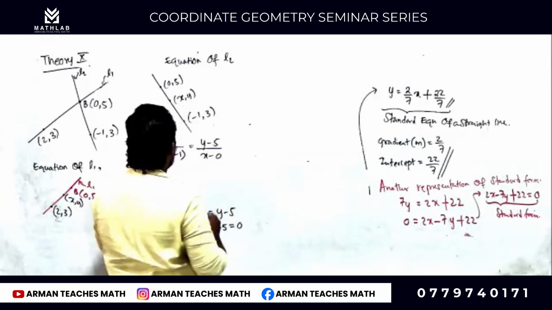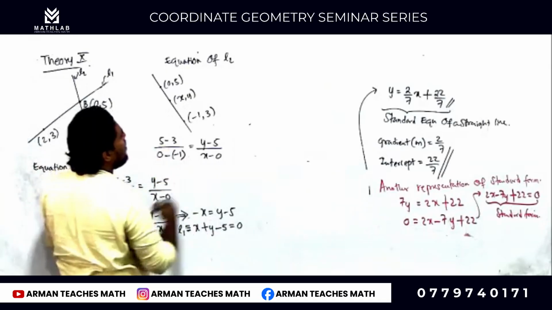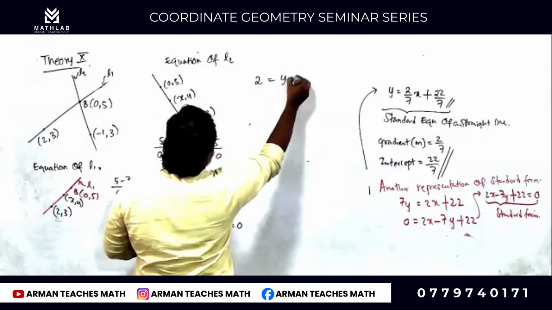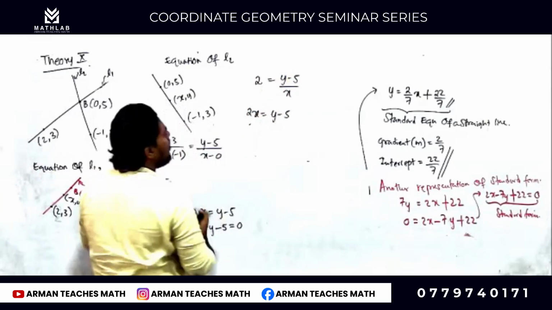5 minus 3 is 2. Minus into minus is plus. 0 plus 1 is equal to 1. 2 divided by 1 is 2. So the slope is (y minus 5) over x. Do a cross multiplication: 2x equals y minus 5.